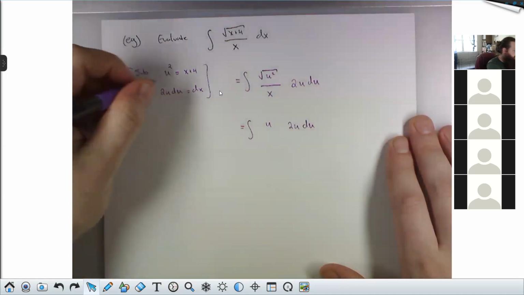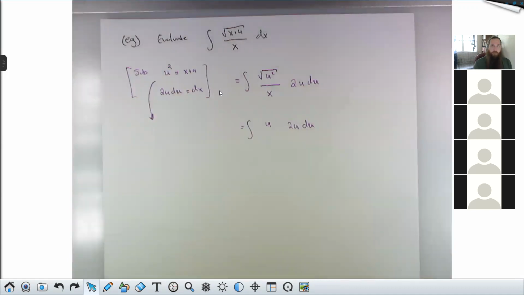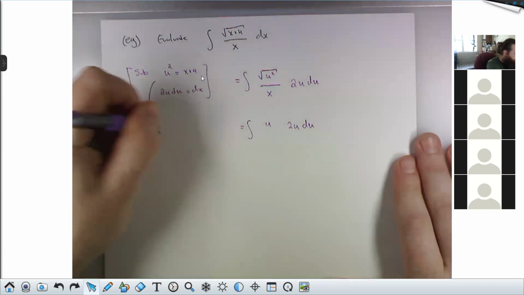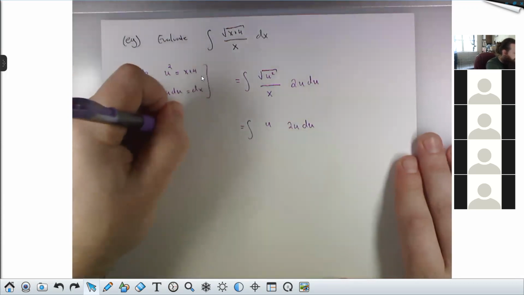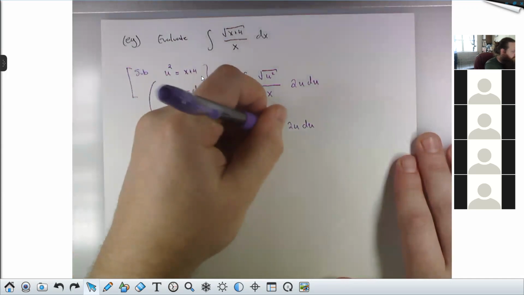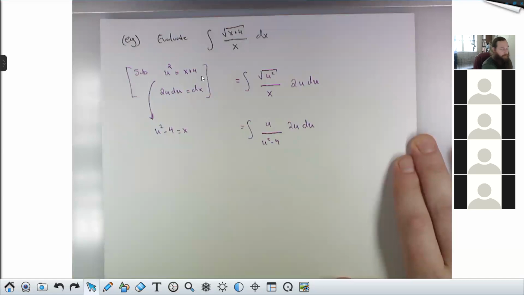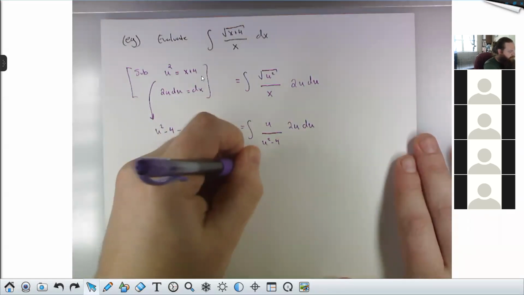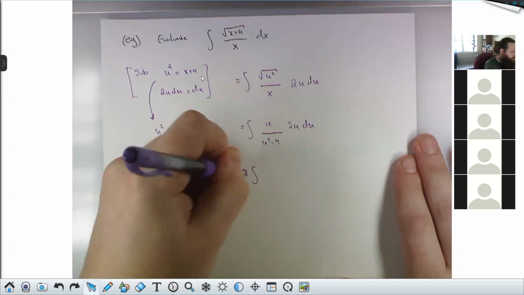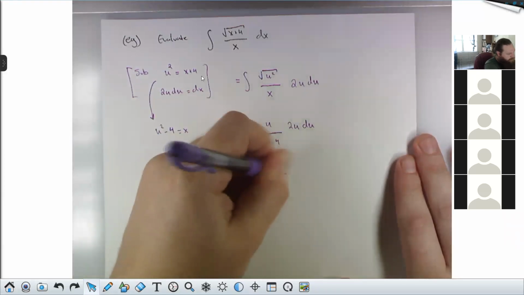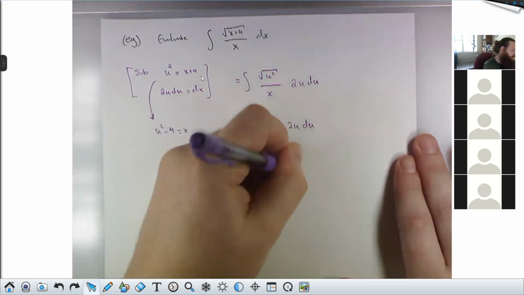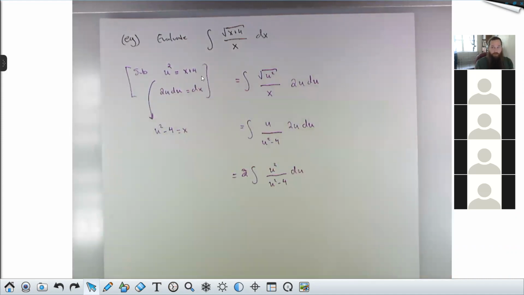Downstairs, x, this is one of those situations where you've done all the substitution stuff and you still have some of your old variable floating around. So the thing to do is to come back here and solve this for the old variable. Subtracting 4 from both sides, you get u squared minus 4 equals x. So this downstairs here is u squared minus 4. Now I pop out the 2, combine the like terms. Oops, sorry. Pop out the 2, and you have u squared over u squared minus 4 du. And this is a rational function.